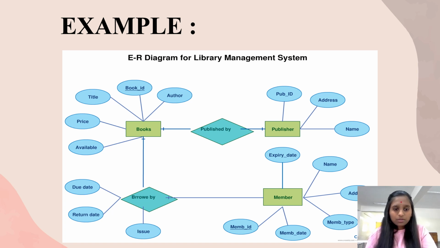In this entity, book ID is the primary key, and member ID is the primary key in member, and in publisher, publisher ID is the primary key for this ER diagram.